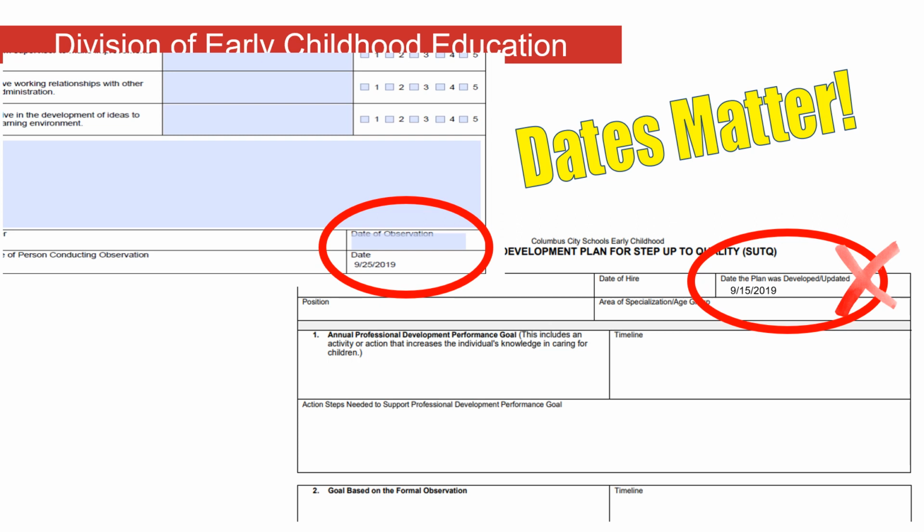In the top left pictured is the Instructional Assistant Step Up to Quality Observation Form. The date of that must go before the date the PD plan is developed. Notice that on this sample, the dates would not work. The PD plan is dated before the observation is done. The observation must be done before the date on the PD plan, as the observation is to guide your second goal.